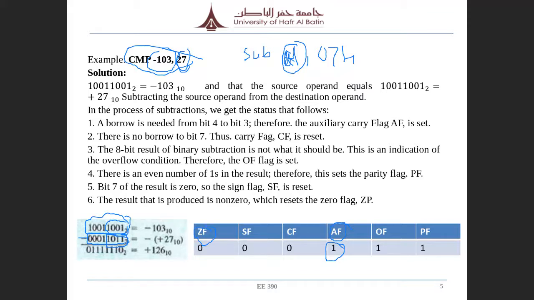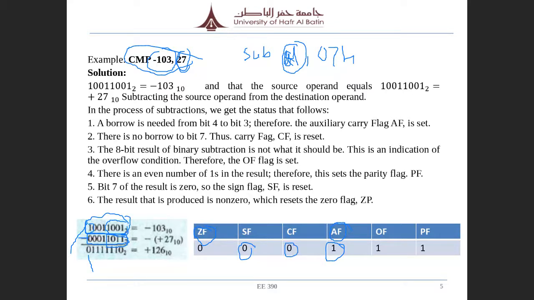What about the sign flag? The sign flag is the MSB bit. As it is 0, the sign flag is 0. What about the carry flag? Look at here, we don't have any final borrowing from the MSB bit, so that's why the carry flag is 0. Or you can think about it this way: looking at 1001 100, this one is bigger than 1011, so definitely there will be no final borrowing, so definitely the carry flag is 0.